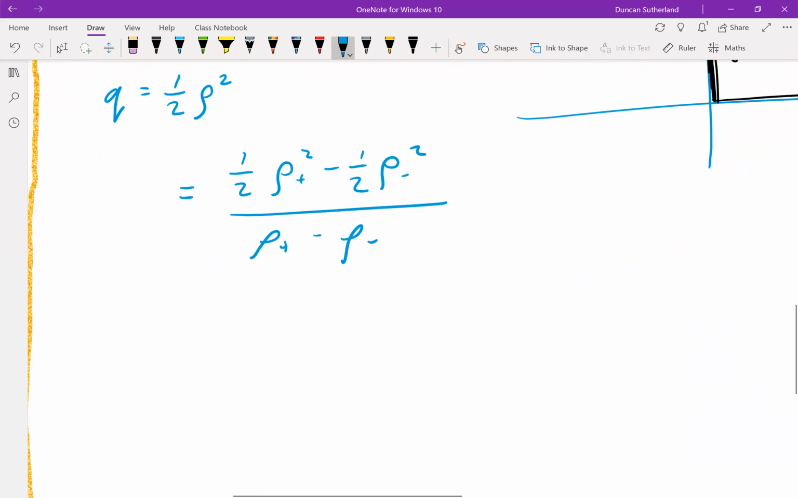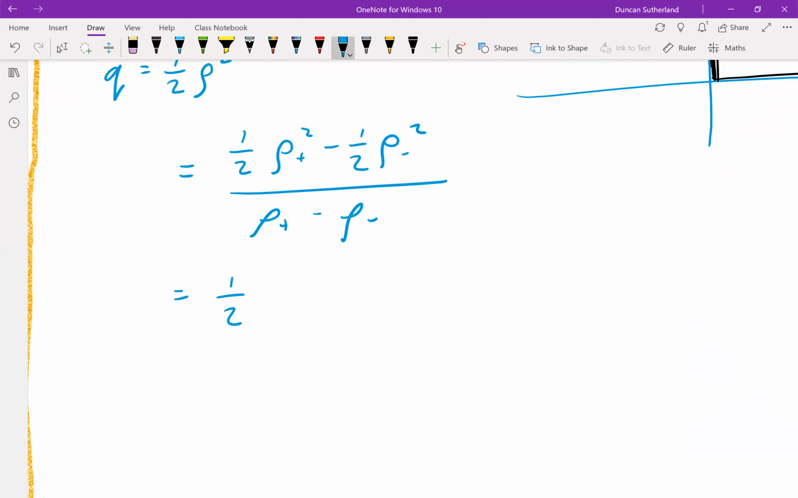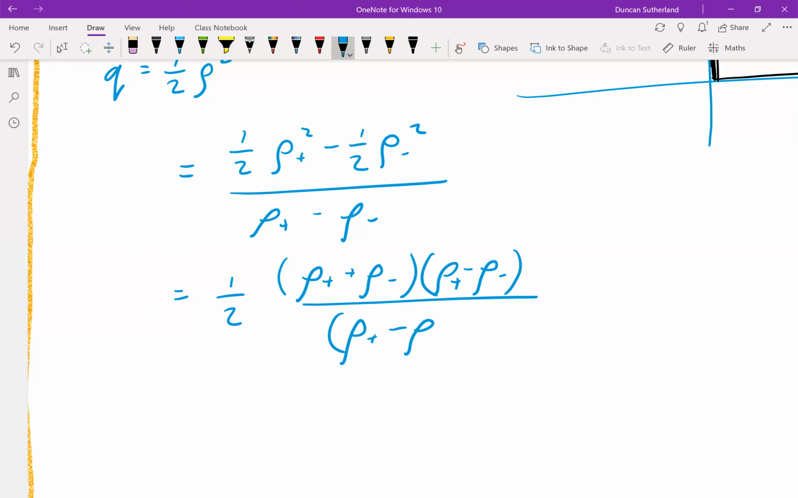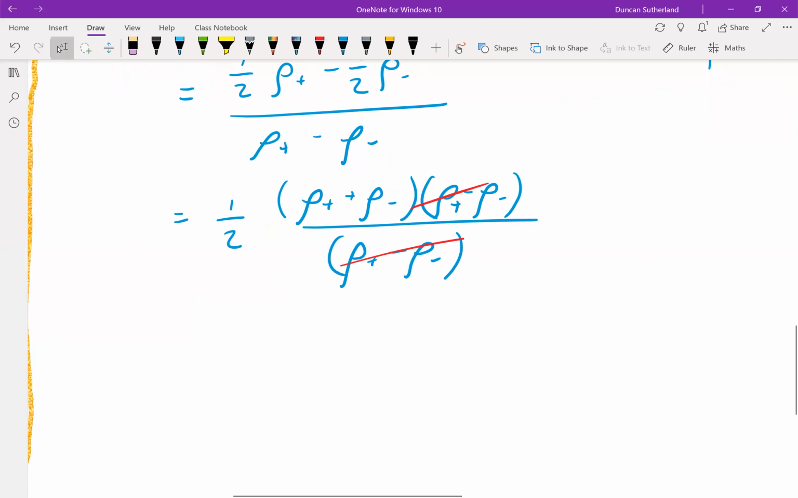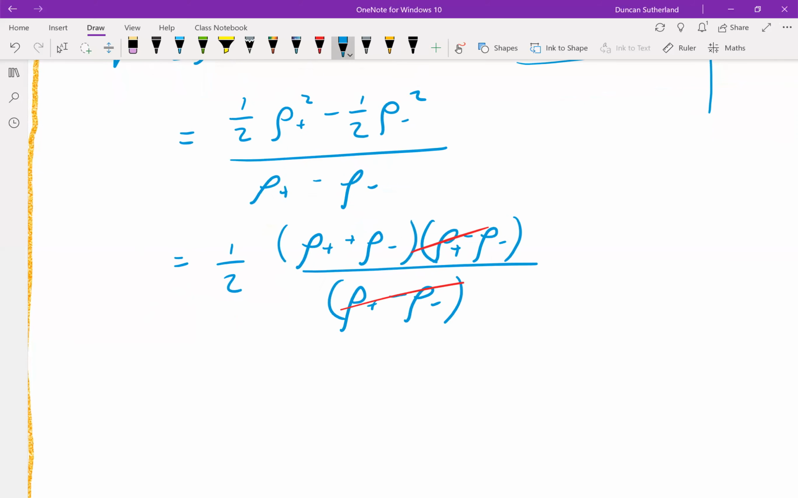Now this is cool, right? Because we can pull out that half, we can factorize the top. They cancel, and we're left with the speed of the shock wave, dx_s/dt, is just the difference in our densities immediately either side of this jump.